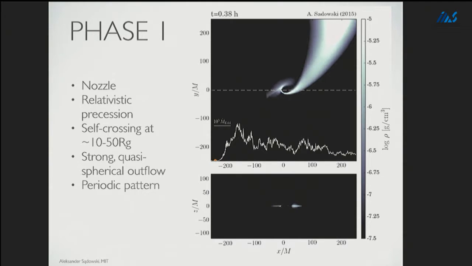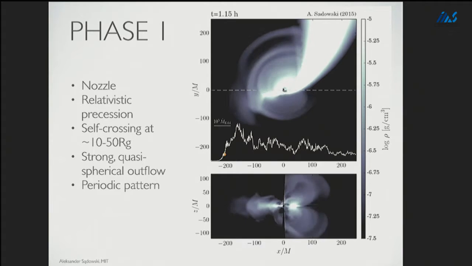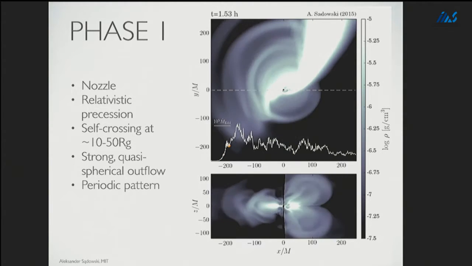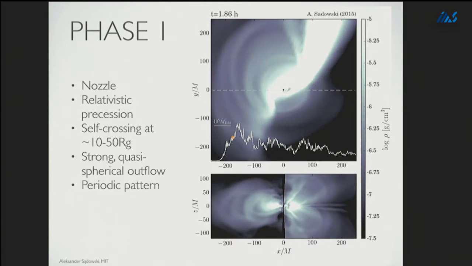We see that the gas comes back to the black hole. There is significant bending, so that the gas comes back and hits the incoming stream. We see a couple of things. We see, as expected, the nozzle, and I will pay a bit of attention to the nozzle. We see the relativistic precession, and we see that this self-crossing takes place in a relatively extended region, between 10 and 50 gravitational radii. I will zoom in in a moment. There are two things I want to draw your attention to. One is that there is a significant quasi-spherical outflow coming out of the system, and there is also some kind of periodic pattern. But let's start with the nozzle.